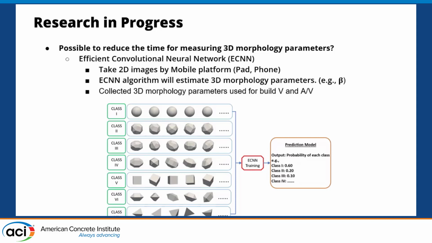So what we are planning to do to reduce the time is this: we have built a database of 3D models, and then we are able to build the morphology parameters by using machine learning. What we are doing right now is training the algorithm based on our 500-particle database. Then, if you bring your phone or pad and take a photo of the field aggregate, you should be able to get the morphology. We are now in the calibration of those algorithms.